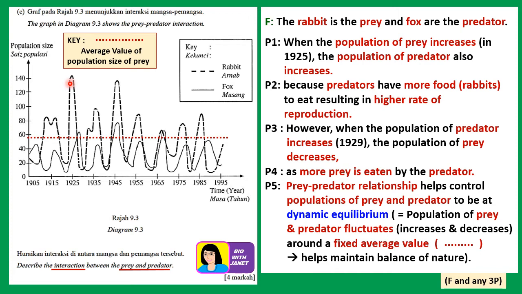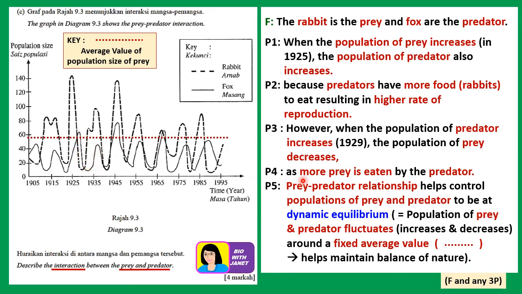And so when the predators have more food to eat, it will result in a higher rate of reproduction for the predators. So predators will have more babies and be able to reproduce and produce more offspring. And they'll increase the population size of the predator here, okay, the fox. However, when the population of the predator increases, around this part, maybe around 1929, the population of the prey starts to decrease. I can see here it goes down.